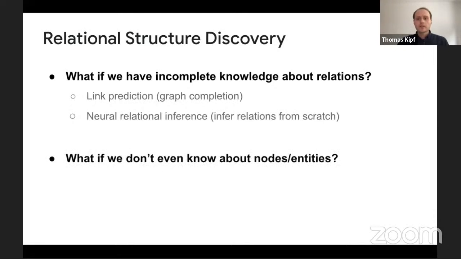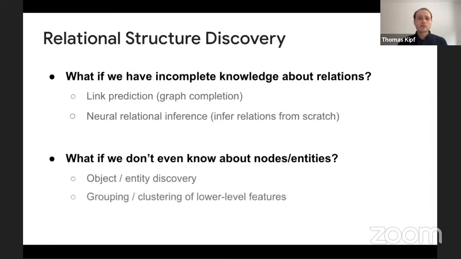And the second part I want to touch upon is, what if we don't even know what the nodes and the entities are? And this is very important if you want to work with natural data, like images, video, or any kind of perceptual data that an agent might perceive in the real world. They might want to reason in terms of objects and entities and relations as abstractions, but they don't have access to them just based on their sensory inputs. And so it's a very important topic to try to infer what are good structured abstractions in the first place. And this leads to areas such as object discovery, entity discovery. And it often boils down to grouping or clustering of lower level features, which I want to talk about today.